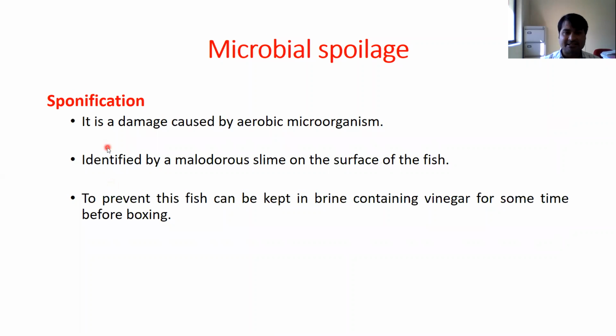Then saponification, which is again microbial spoilage. This damage is caused by aerobic microorganisms, and we can identify it by malodorous slime on the surface of the fish. On the salted fish, malodorous slime will be formed. If malodorous slime is forming, that is saponification. How can we prevent it? To prevent this, fish can be kept in brine containing vinegar for some time before boxing. So we have to dip it in that.